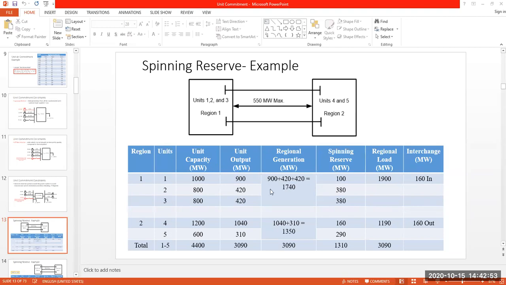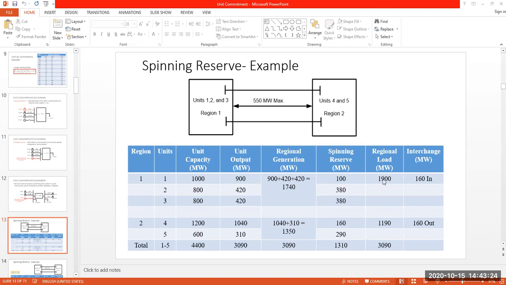Similarly, 420 would be subtracted from this 800, the unit capacity of unit 2, and you get 380 and so on. In the same way, you calculate this minus this, so you get this. Again, this minus this, so you get this. This minus this, you get this, and you add them up to get the total spinning reserve. So at present, under this scenario, we have 1310 megawatt of reserves.